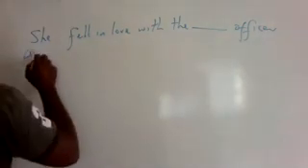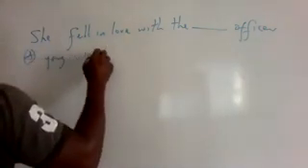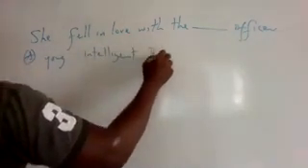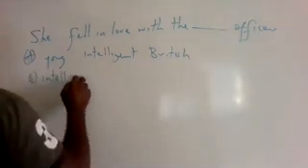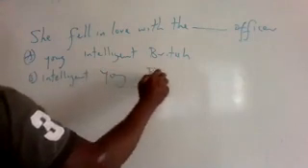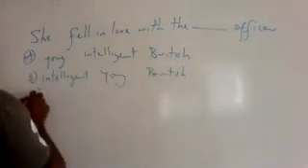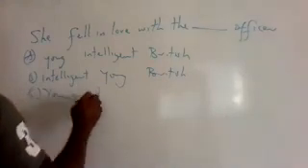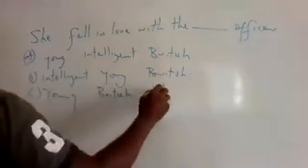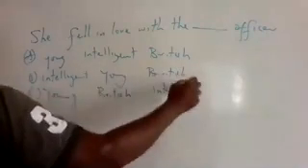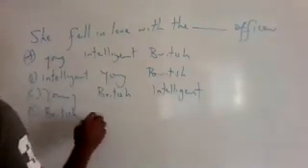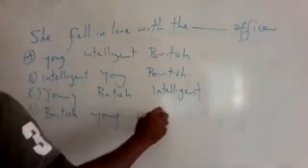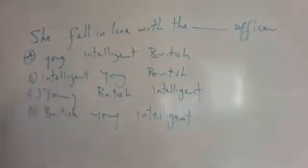A, young, intelligent, British. B, intelligent, young, British. C, young, British, intelligent. D, British, young, intelligent. So which one of them is our answer?